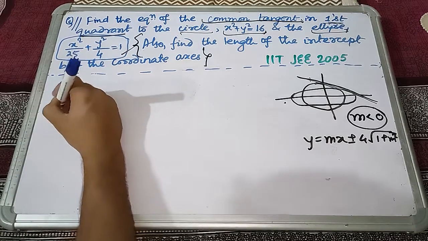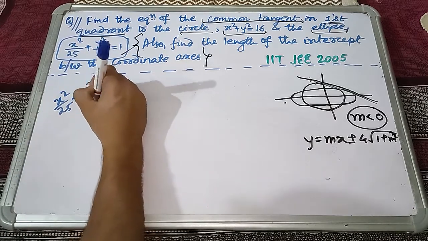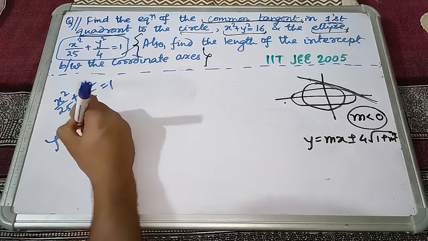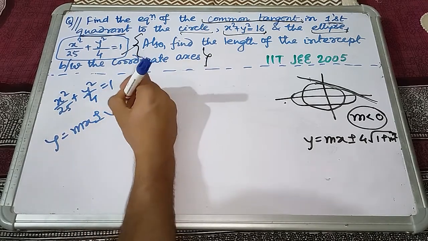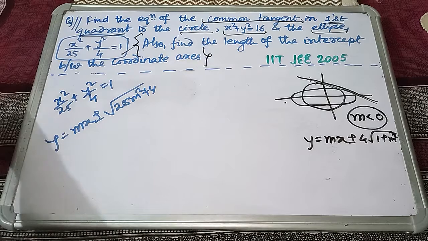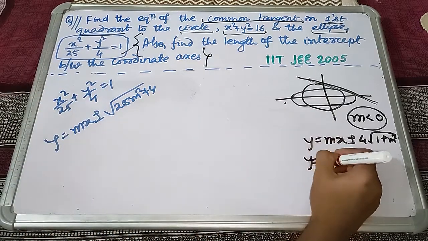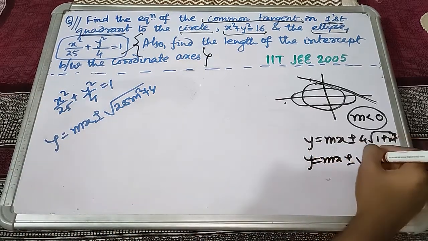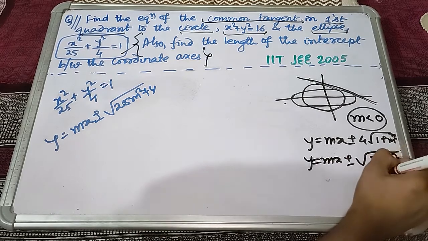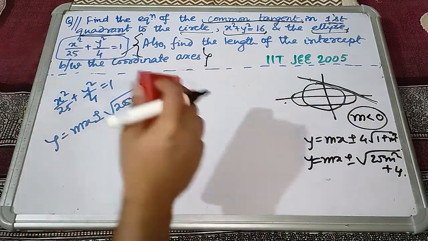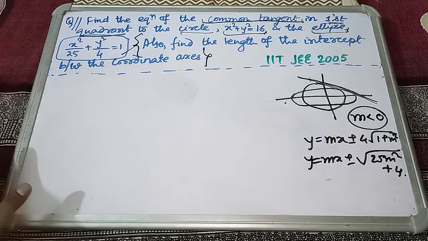The ellipse is x²/25 + y²/4 = 1. Therefore y = mx ± √(25m² + 4). Very good. Good. Let us solve now.